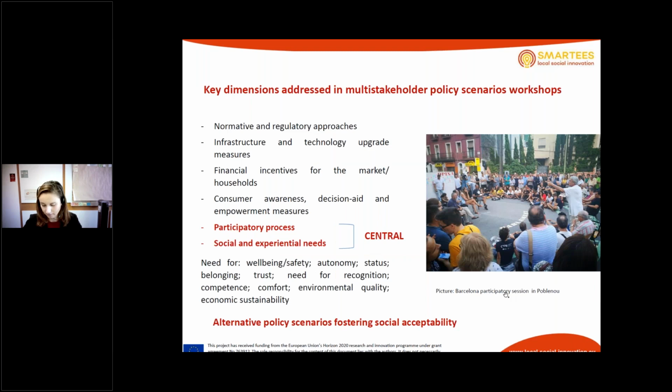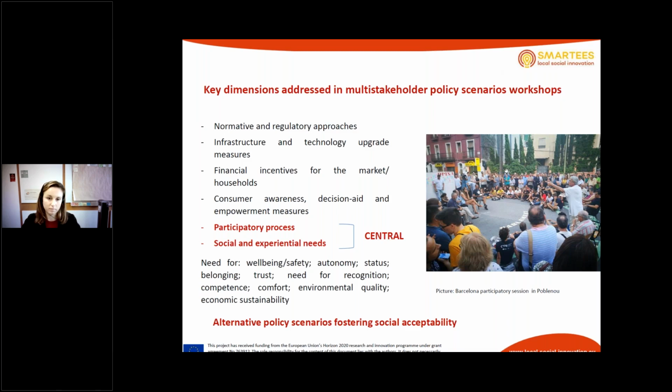In order to present the alternative policy scenarios that were co-produced in the different policy workshops, we want to say that we identified key dimensions that were addressed in these policy scenario workshops. Key dimensions involve factors, tipping points, and key elements that were essential for increasing social acceptability or for facing social contestation, for example, in each specific case.